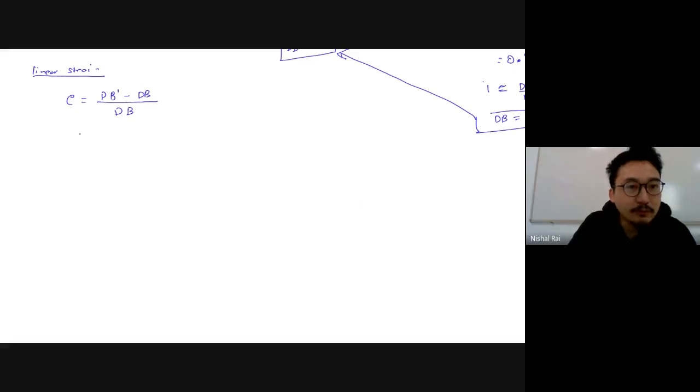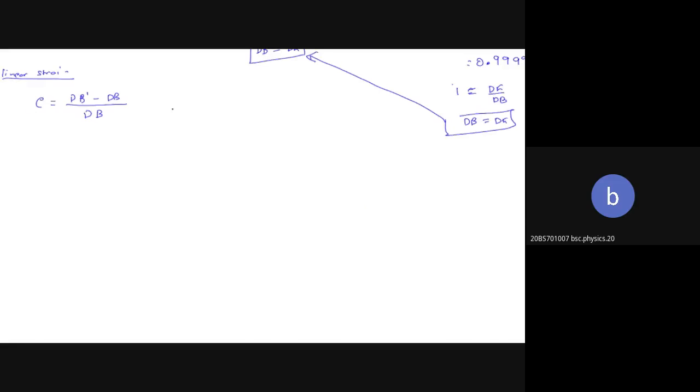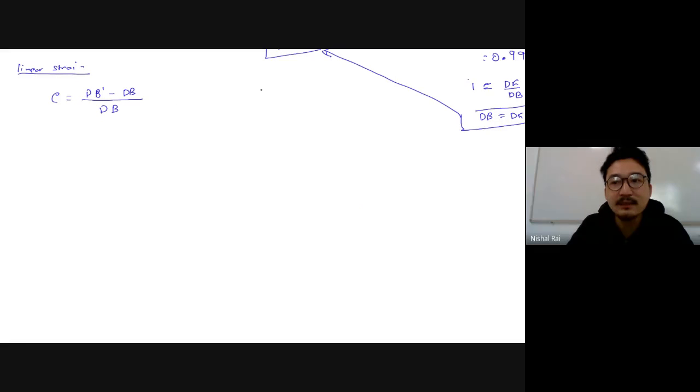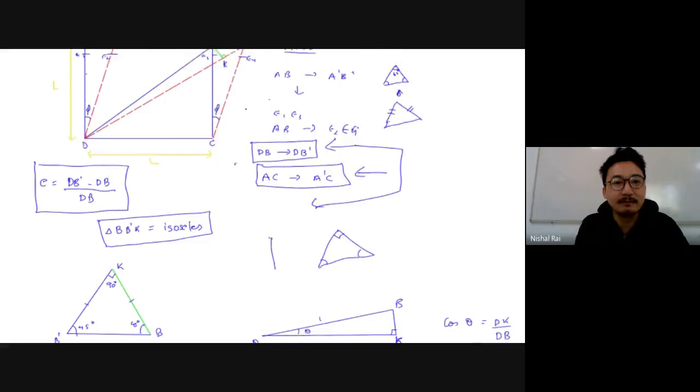So what can we do after this? Can we write dB as dk? Yes, because we have proved that dB equals dk. So let's substitute that over here. This we can write as dB prime minus dk divided by dk, or dB. For timing, let's put it in terms of dB, because later it will be easier. Now, can we check what this dB prime minus dk is?